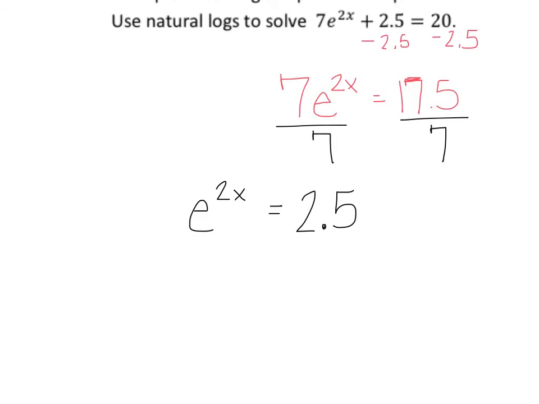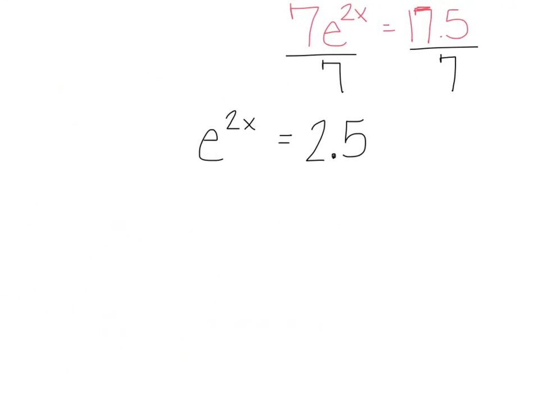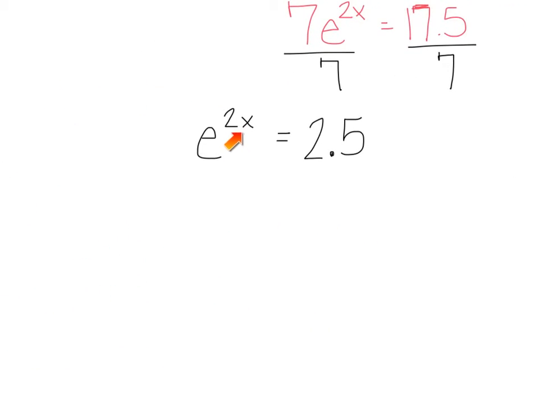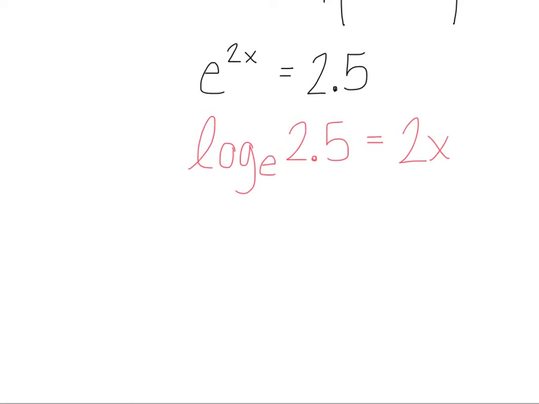Can we get rid of the e? No, because we have x in there. When we got stuck earlier, we were in log form, and we had to go to exponential. Now we're stuck in exponential, so let's try putting it in log form. So we'll have log base what? E of 2.5 equals 2x. Well, what's log base E the same thing as? ln. So natural log of 2.5 equals 2x.